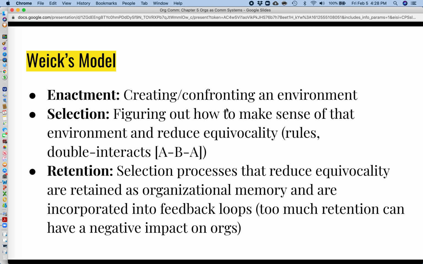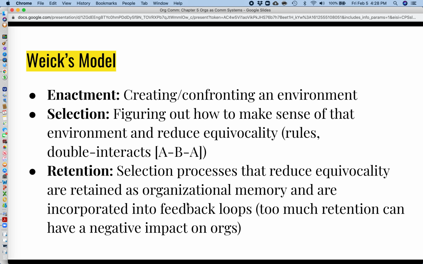So again, with enactment, we're confronting our environment. In selection, we're trying to figure out how to make sense of that environment. So we're trying to reduce all the different ways we can look at it to one way that we could all sort of agree on. And then in retention, we select the processes that reduce this equivocality, these multiple interpretations. And then we retain them as what we call organizational memory, right?